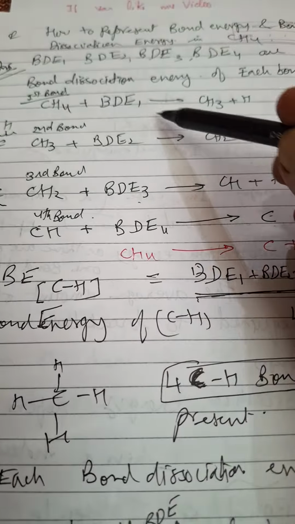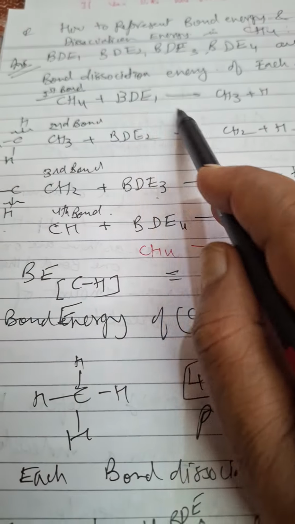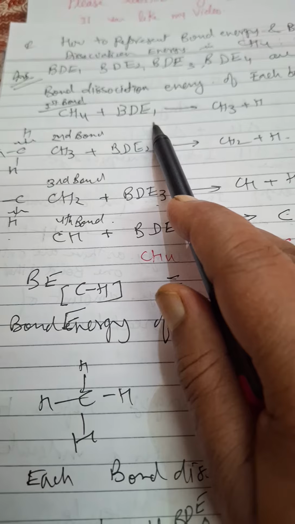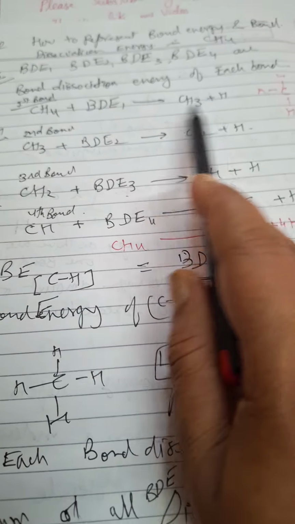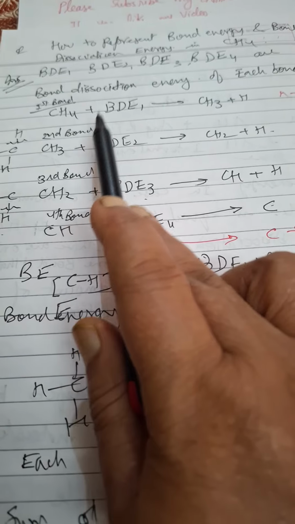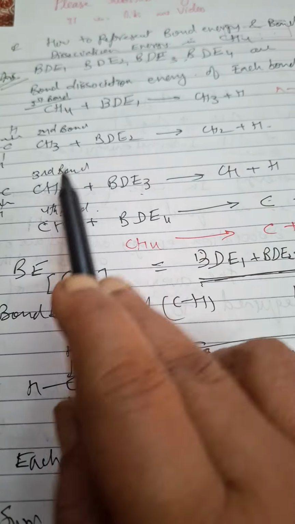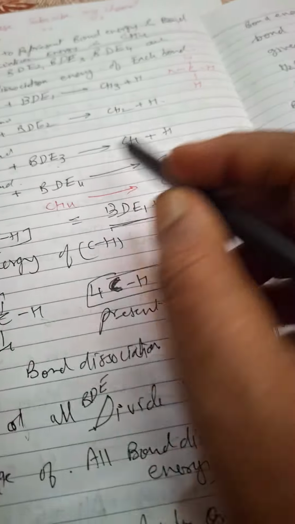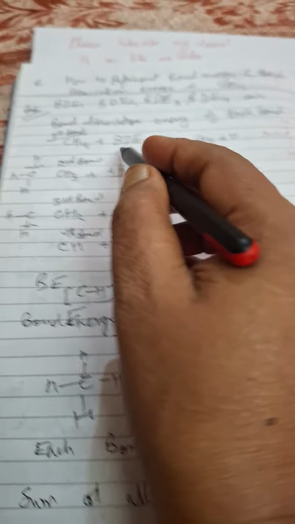For that we have to go through all these steps: BD1, BD2. BD1 means bond dissociation energy or enthalpy. First is the removal, that is the breaking, of one CH bond, then the second CH bond, then the third CH bond, then the fourth CH bond, and we get isolated carbon and hydrogen. Clear to you? So bond energy is specific.